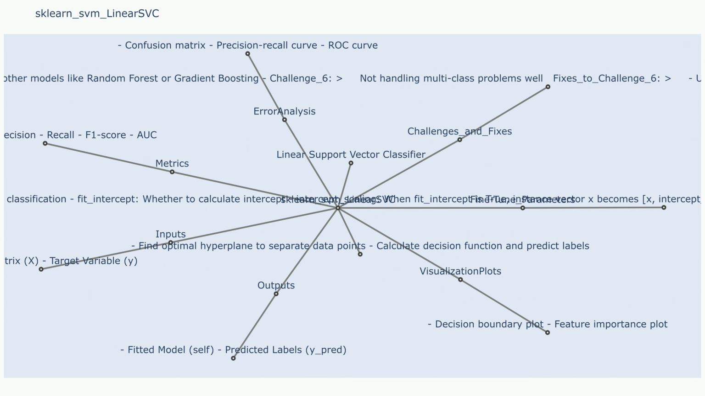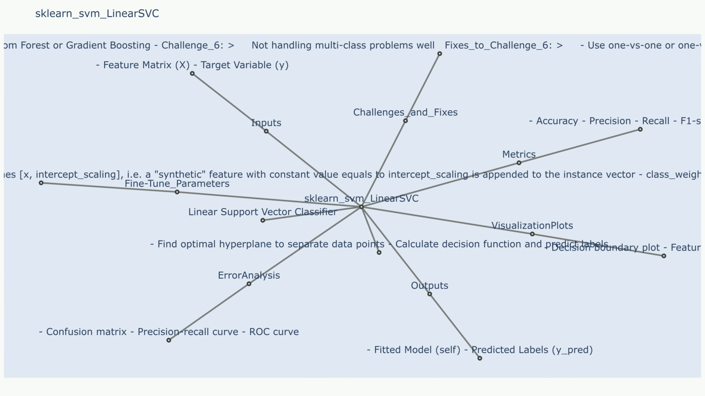Challenge 3: nonlinear data. LinearSVC is designed for linearly separable data, so it may not perform well on datasets with complex, nonlinear relationships between features and target labels. Sample use case: if the data has a nonlinear decision boundary, the linear model may fail to separate the classes accurately.